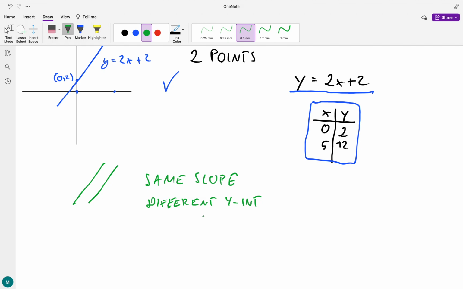So think about it this way. It's basically the same line moved right or left in the coordinate system.